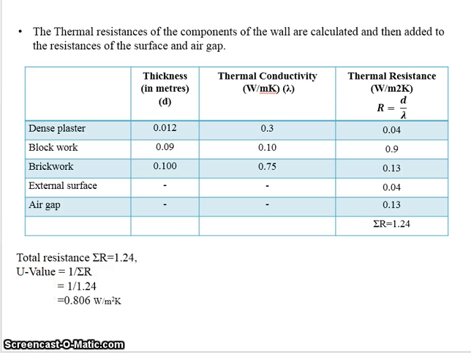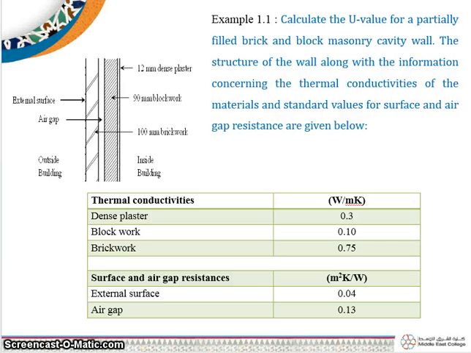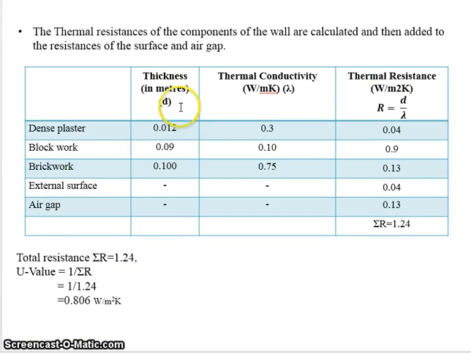This is one type of problem. You can expect different ones. I will change the values and give them to you in the classroom. So come prepared to the class to solve this problem, and this is a very easy problem. The only thing is to consider the thickness and convert it into meters. Write down the lambda values, the thermal conductivity values. Just solve this equation, R is equal to d by lambda. Add the external surface and air gap resistances directly. Then find the U value by 1 divided by sigma R.